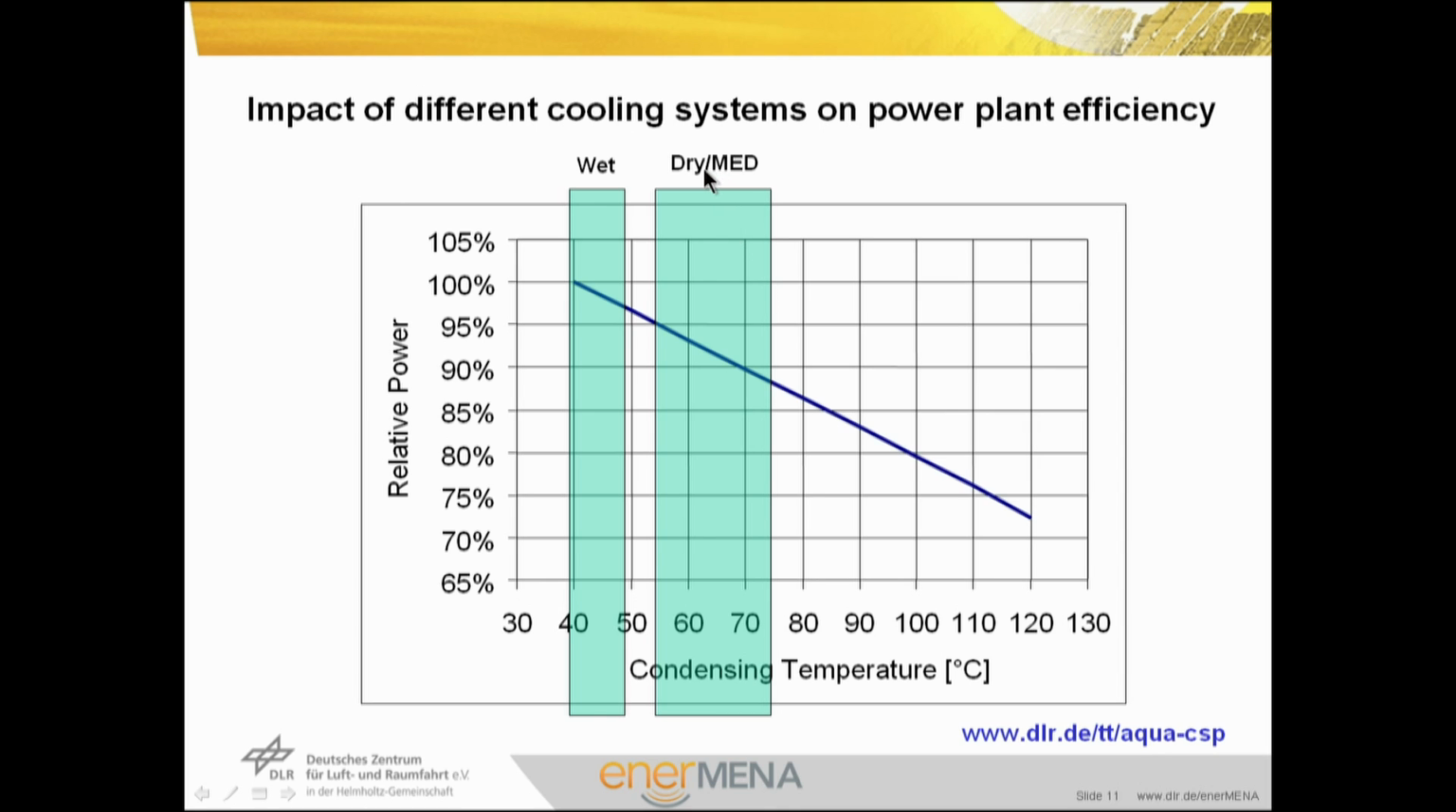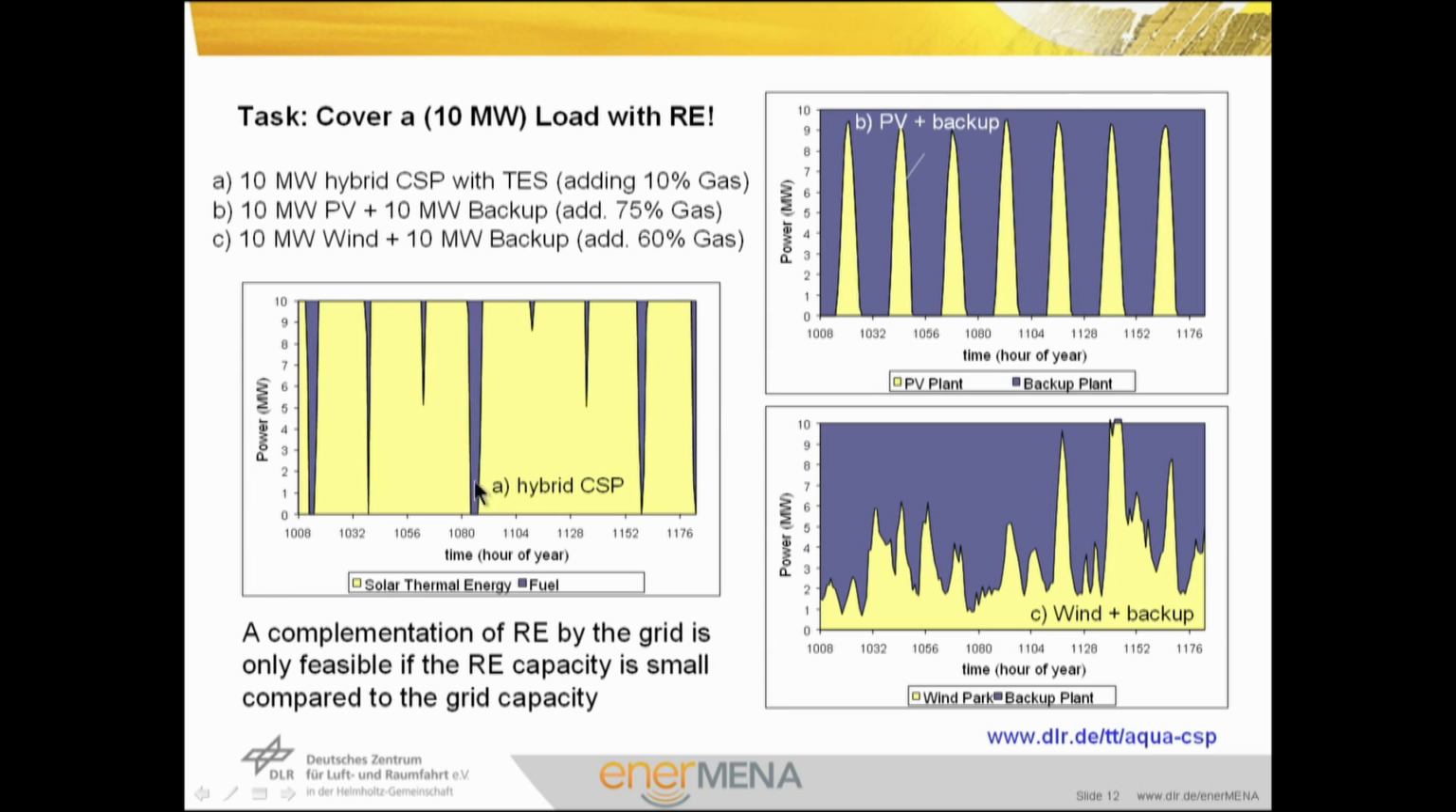And if we cool the solar power plant with a multi-effect desalination system, it would have more or less the same efficiency as a system with a dry cooling tower. If we would use a multi-stage flash system for cooling the power plant with a higher temperature range, the efficiency would be still lower, and we would lose about 25% of the electricity produced in the power block. So this is the impact of different cooling systems on the power plant efficiency, which is considerable.